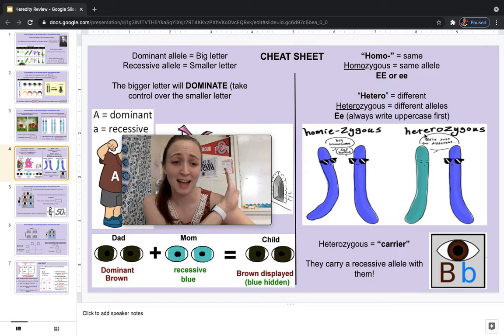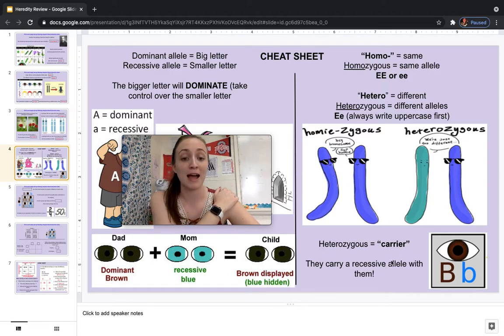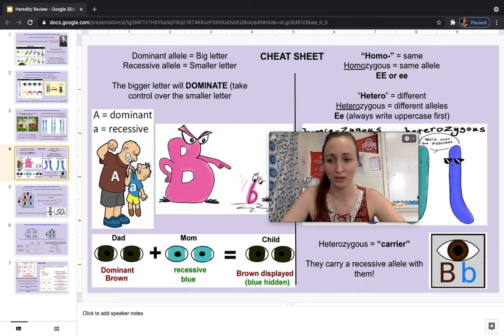To remember the different types of genotypes, just remember homo means same, hetero means different, and heterozygous, this is what I want to talk about. You might see heterozygous called a carrier. That's because they literally carry around a recessive allele with them. While the genotype for a heterozygous will show that dominant trait, like in this case, if the dominant trait is brown eyes, it's still a carrier for this recessive allele. So it's carrying around a recessive allele for maybe blue eyes, but we just don't see that. So heterozygous you might often hear called a carrier because they're carrying around that little letter.